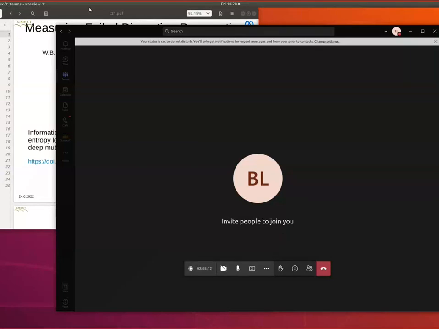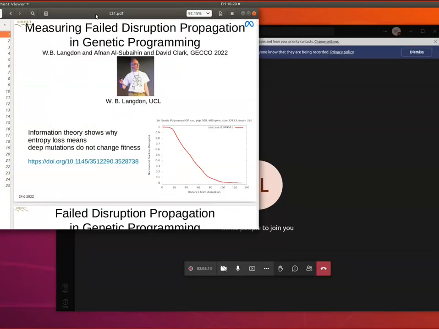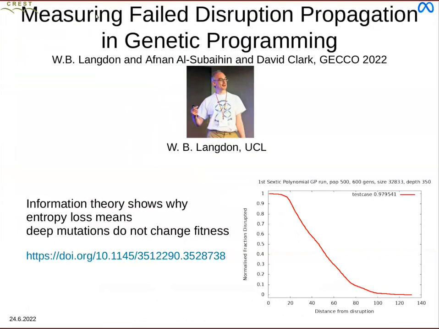I'm Bill Langdon, and what I want to talk to you about is our paper, Measuring Failed Disruption Propagation in Genetic Programming. So the idea is we're going to use information theory to show why entropy loss means that deep mutations don't change fitness. So that's what the graph is trying to show. As we move away from some sort of disruption within our GP tree, the chance of actual disruption in terms of fitness changes falls away.